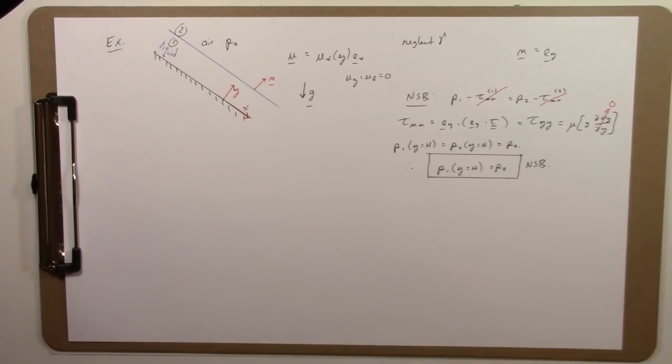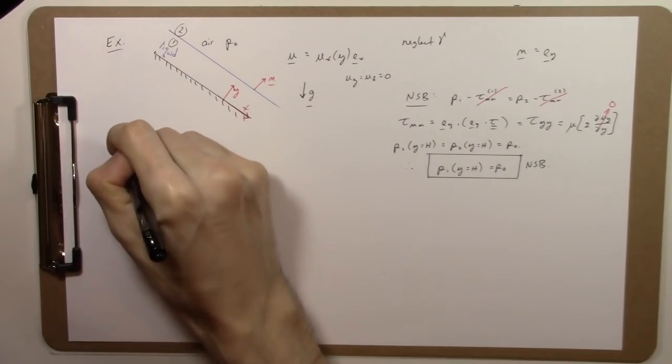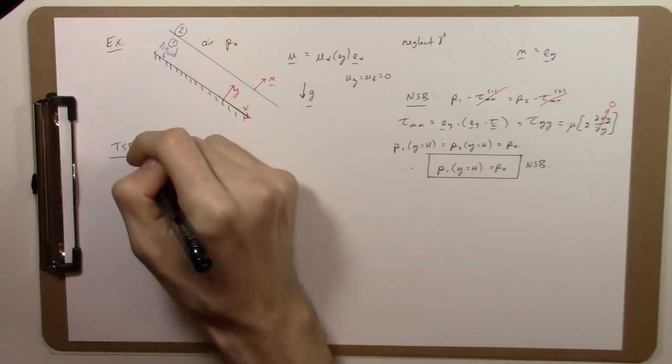That's what we get. So then we say, well, what does the tangential stress balance give us? And this one we'll go through in a little bit of detail because it's important. The conclusion is the key important thing here, tangential stress balance.